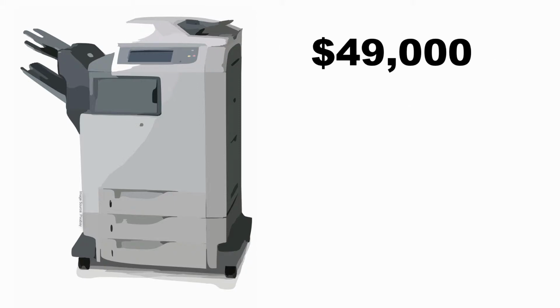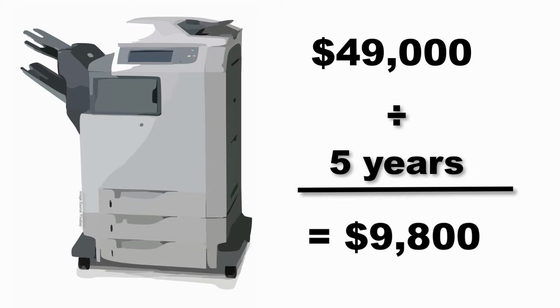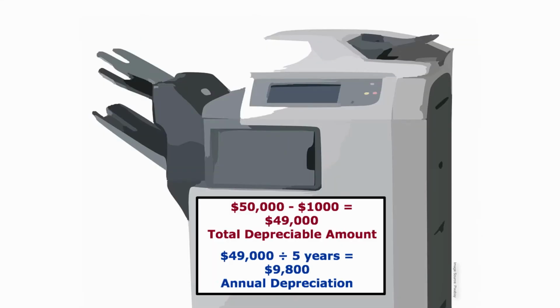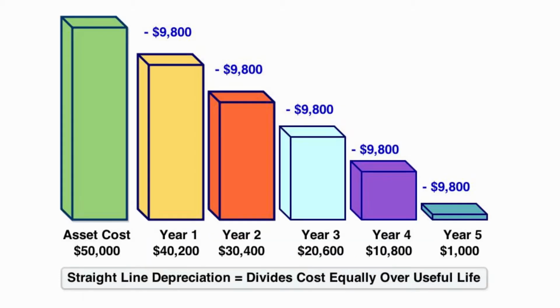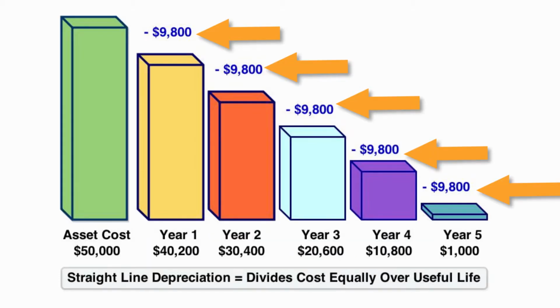Then, accountants divide the asset's depreciable amount by its estimated life in years. So that $49,000 is divided by 5 years, which equals $9,800, which becomes the yearly depreciation amount for the purchase. The method of dividing the cost evenly over its useful life is called straight-line depreciation.